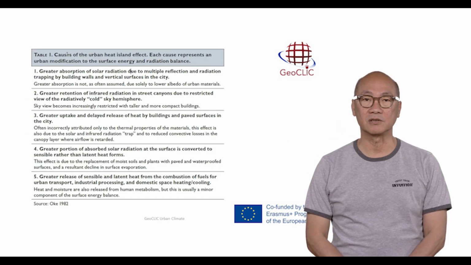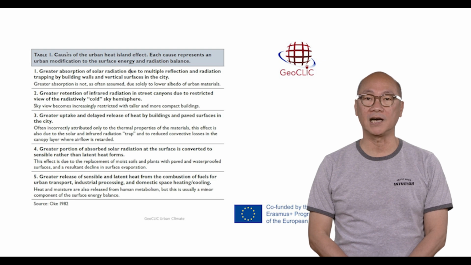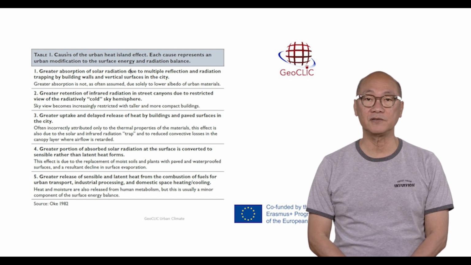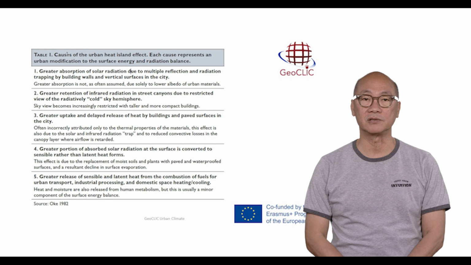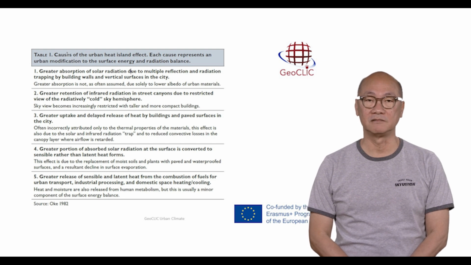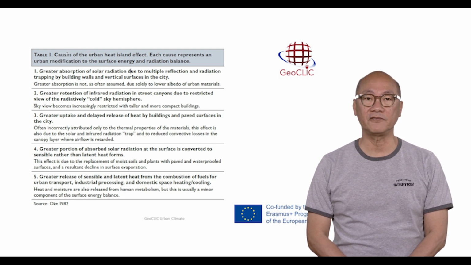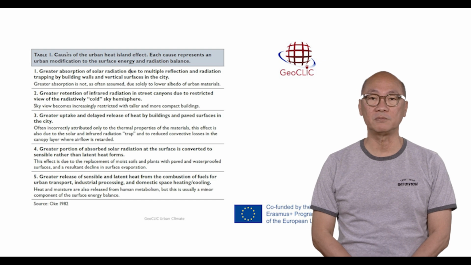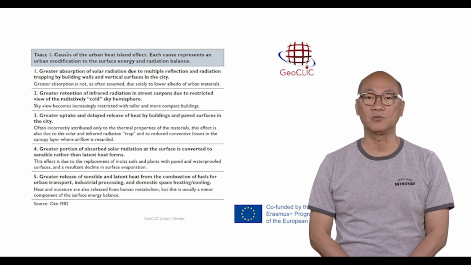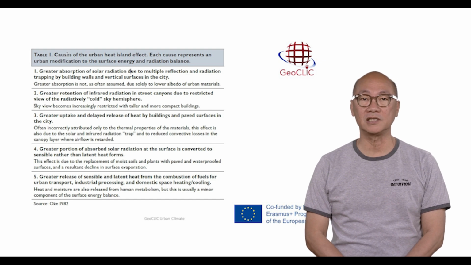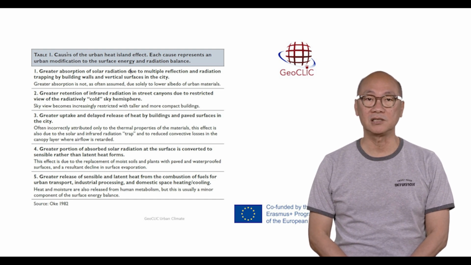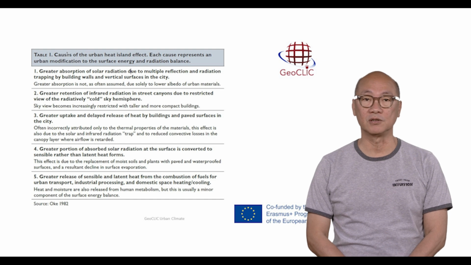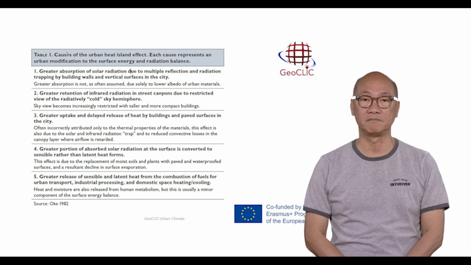During the last presentation, we covered the topic of urban heat island, and we can use the land surface temperature derived from satellite imagery to monitor urban heat island. We also discussed some factors contributing to the formation of urban heat islands and how to mitigate them with urban planning. In this slide, the table extracted from Oke's 1982 paper describes how urban modification to the surface energy and radiation balance has contributed to the formation of urban heat islands.